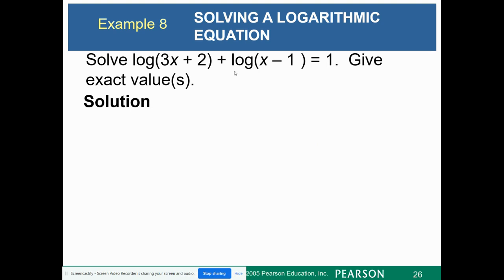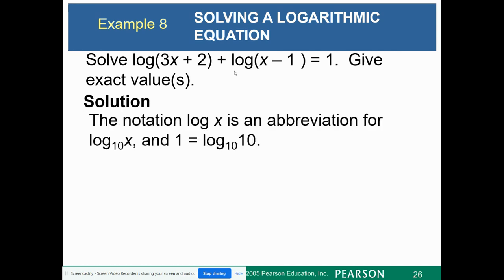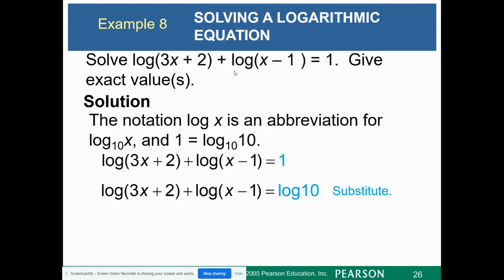In this case, I have two logs added together equals a single term. So I don't have a single logarithm equal to a single logarithm. I don't have a single logarithm equal to a single term. But I can change that form. I can use the product property and combine those two logarithms into the log of 3x plus 2 times x minus 1. Now something they did, they turned the number 1 into the log base 10 of 10, which is fine.